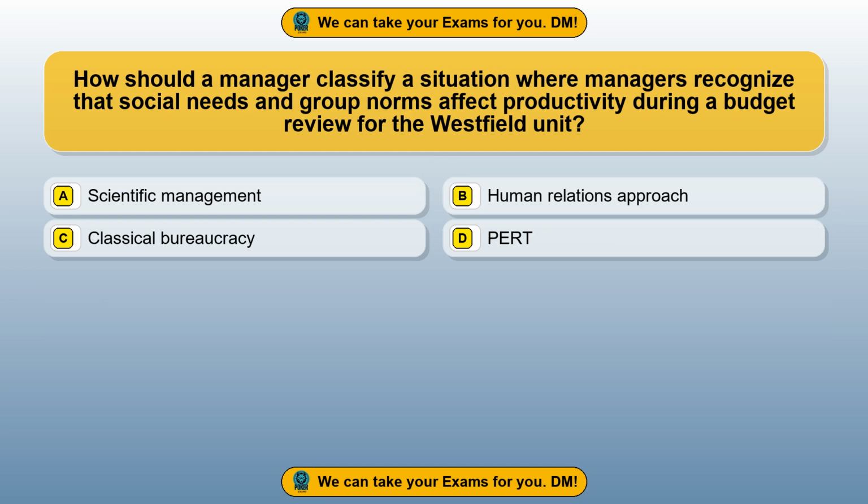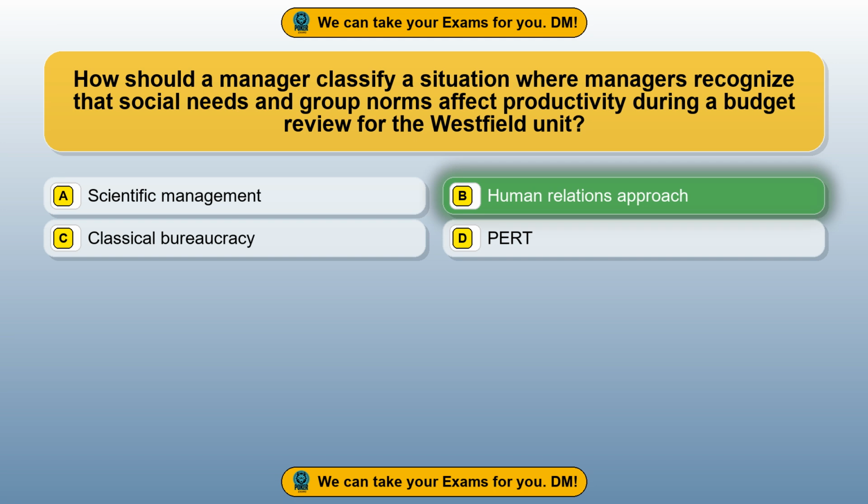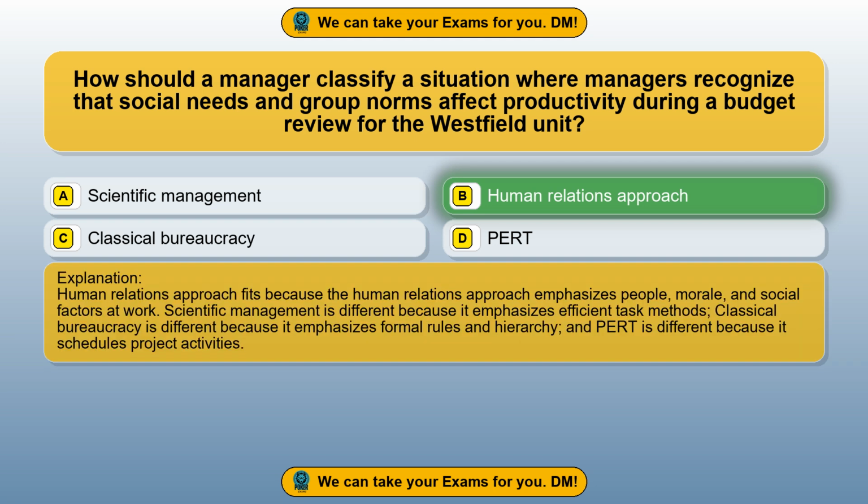Question 39. How should a manager classify a situation where managers recognize that social needs and group norms affect productivity during a budget review for the Westfield unit? Option A, scientific management. Option B, human relations approach. Option C, classical bureaucracy. Option D, PERT. The correct answer is option B, human relations approach. Human relations approach fits because the human relations approach emphasizes people, morale, and social factors at work. Scientific management is different because it emphasizes efficient task methods, classical bureaucracy is different because it emphasizes formal rules and hierarchy, and PERT is different because it schedules project activities.